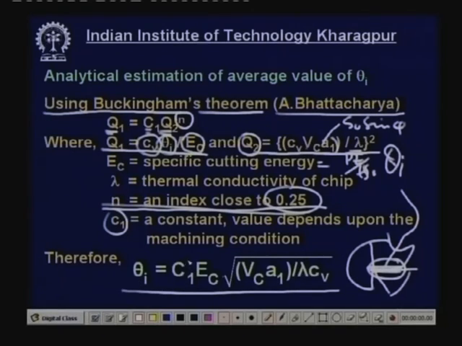Theta is equal to C1, a constant, and EC is the specific energy consumed by the material, which depends upon the cutting force, etc., and then the root over cutting velocity, feed, and thermal conductivity divided by thermal conductivity and this volume specific heat. So, if all these are known, we can determine theta I approximately, and this is an average value, not point by point, only the average value over the surface. Remember, the temperature at different points on the rake surface is different.